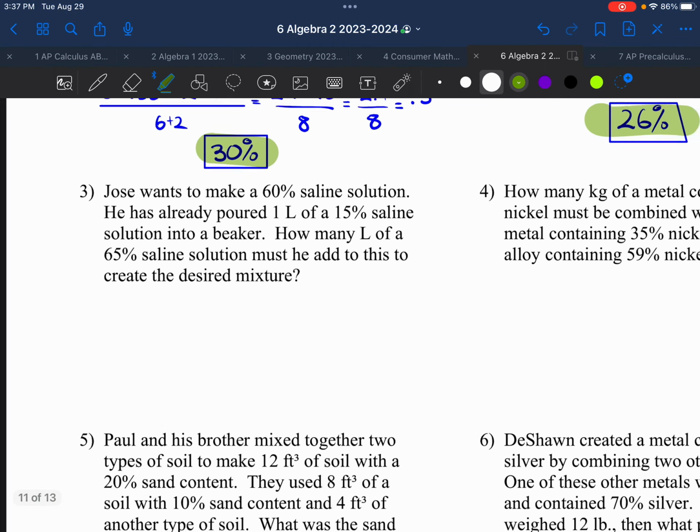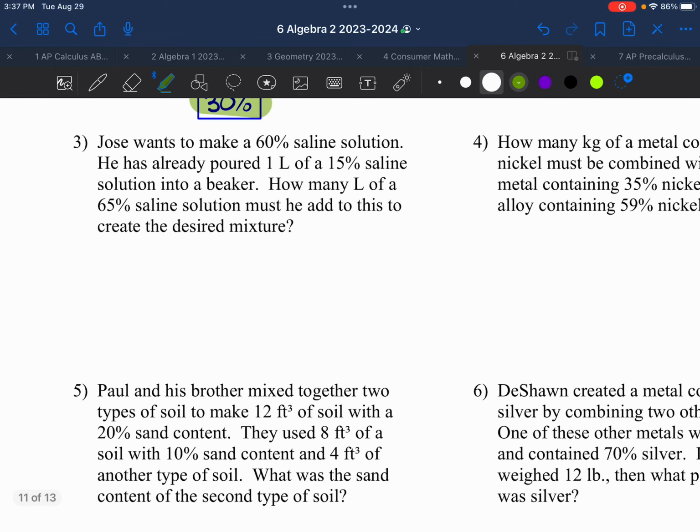It's kind of nice. All right, and number 3, Jose wants to make, okay, so if he's after a 60% saline solution, that is the answer. The answer is 60%. So that means when I'm setting up my equation, it's going to be something plus something. It's going to be like this giant fraction over here, and it's going to be equal to 60%. I'm not going to do a 0.6 from now on. I'm just going to say 60%.